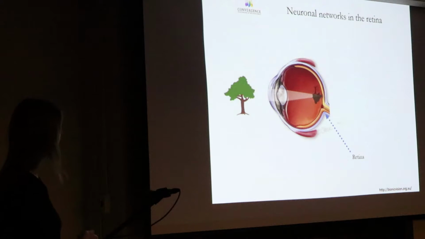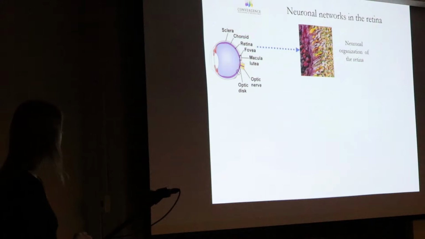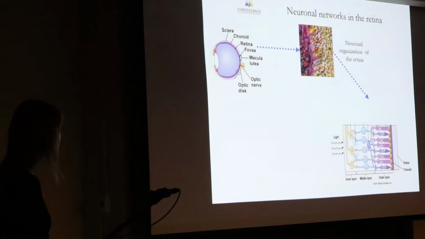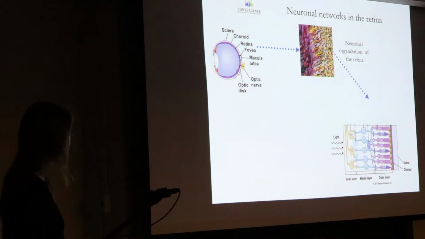So if we take a look at how the retina looks, the retina is basically a buildup of neurons of different shapes and sizes. And if we have a little schematic, these neurons look like this. So you have a whole bunch of different neurons that have different functions.